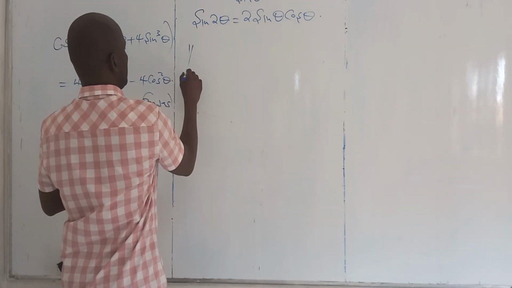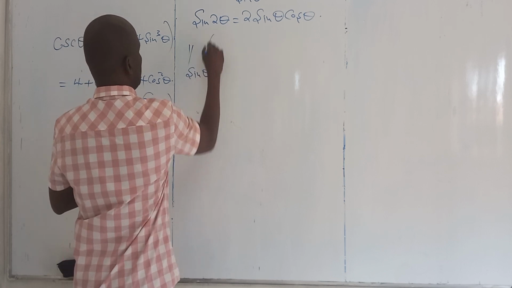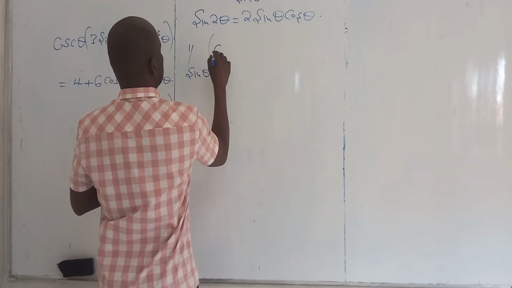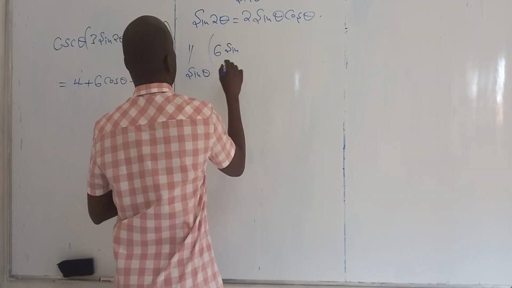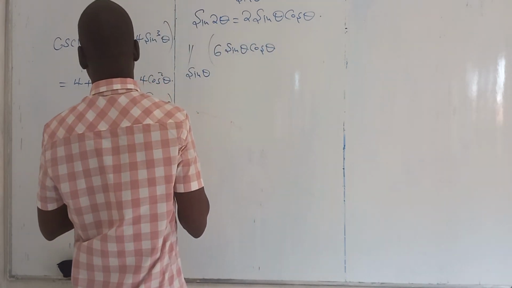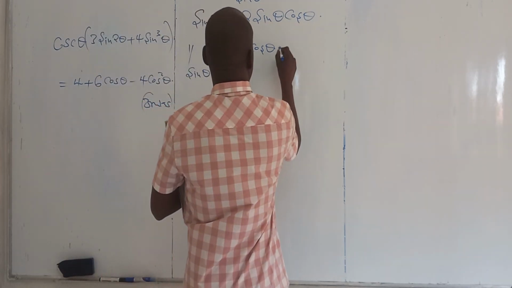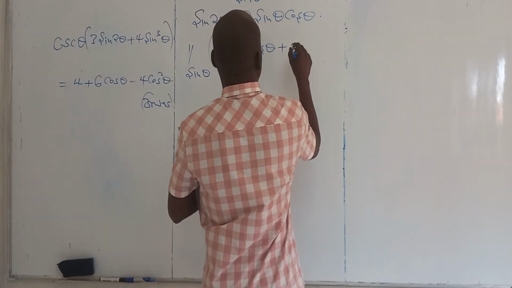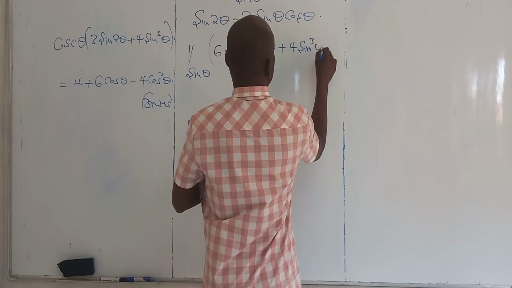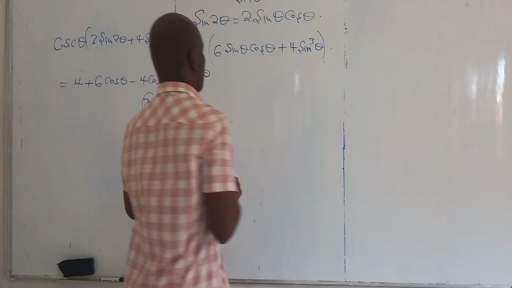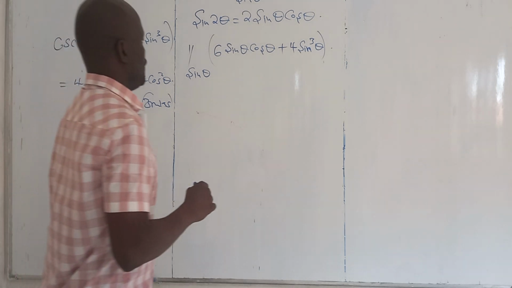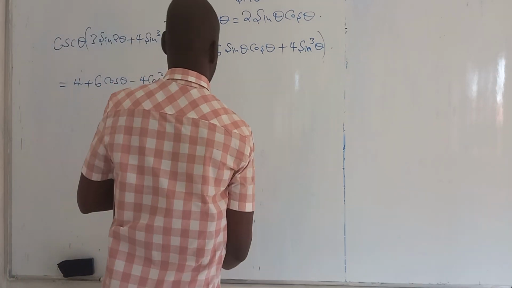So I have 1 over sin of theta into 6 sin theta cos theta plus 4 sin cubed of theta. So I have this and I have this.